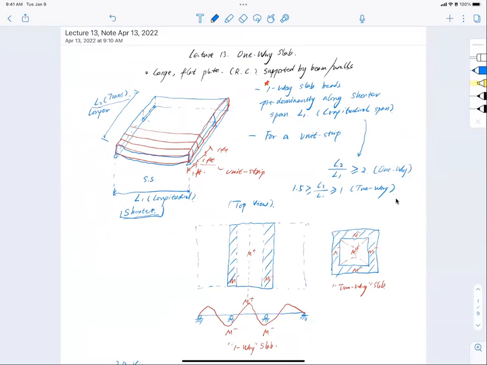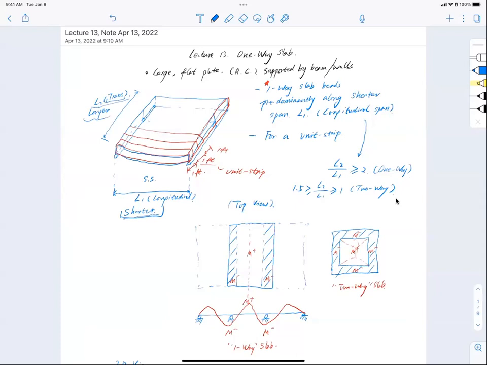Now the other direction, which is actually called transverse. Okay, this is the longer span, but we call it transverse span because for that span, we don't care about moment because there's no moment essentially for one-way slab, very small amount. For the other direction, we mainly consider the temperature and shrinkage for the reinforcement design.